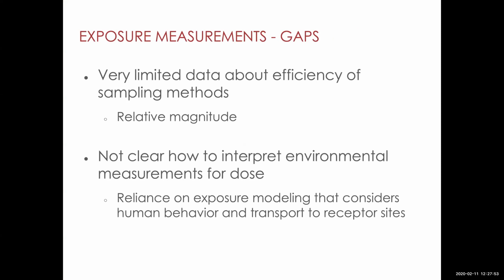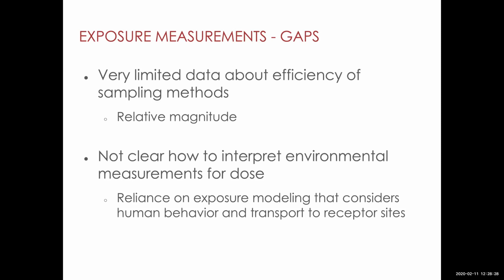So as I've talked about the measurement methods, I think there are some gaps that are very clear. We have limited data about the efficiency of many of our sampling methods, which makes it difficult to compare across studies at a highly quantitative level. I think qualitatively we get a sense, and studies show that there's a lot of variability in general, so it's hard to compare directly. But certainly comparing within studies to look at relative magnitudes is robust in this context.